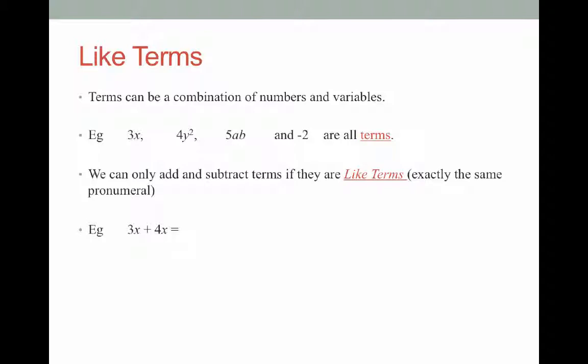Here we have 3x plus 4x. These are like terms. They're both x's, so we can add them together to get a simplified answer. If I have 3x's and I add 4 more x's, I get 7x.